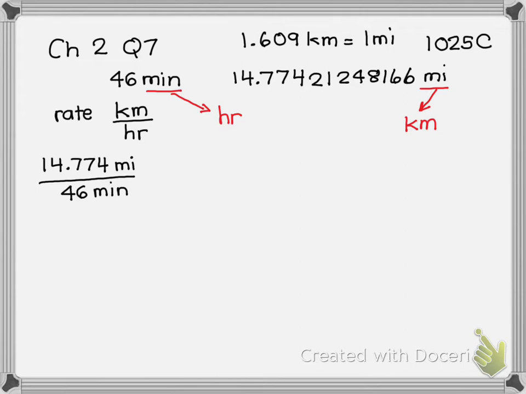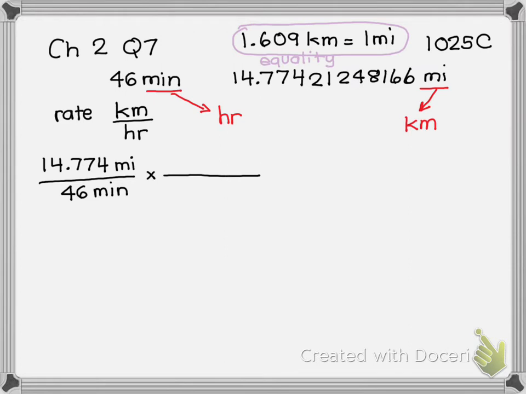Whoops, sorry, something happened to my writing. Right here, this is what we call an equality. An equality, or two things that are equal, can make a conversion factor simply by writing one on top of the other.